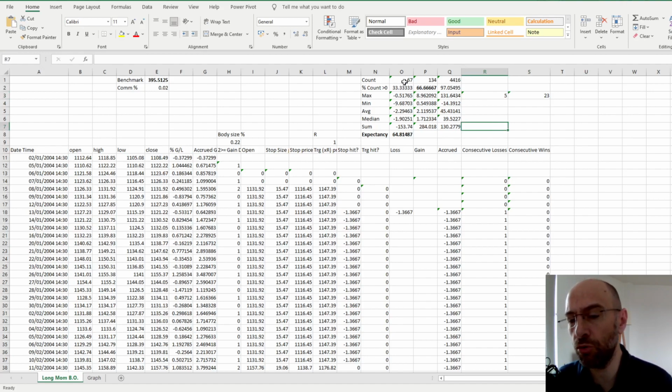And then I used the usual basic statistics. I count how many trades were done. So we had 63 losing trades, 134 gain trades. In percentage, that corresponds to 66% of gains, 33% of losses. The maximum loss, the minimum loss, of course, being a negative number, means your biggest loss was 9.6%, and your smallest loss was 0.5%, rounding down. Your average loss, your median, and then the sum of all the losses, and the same thing for the gains.